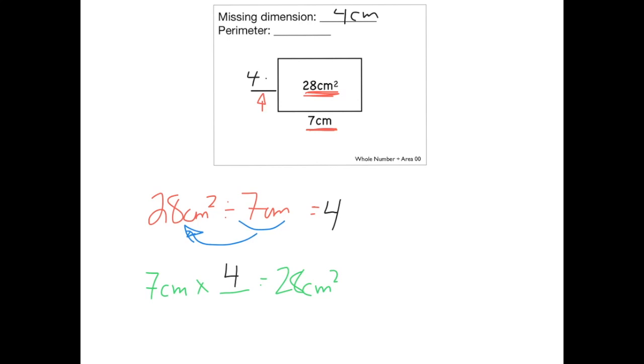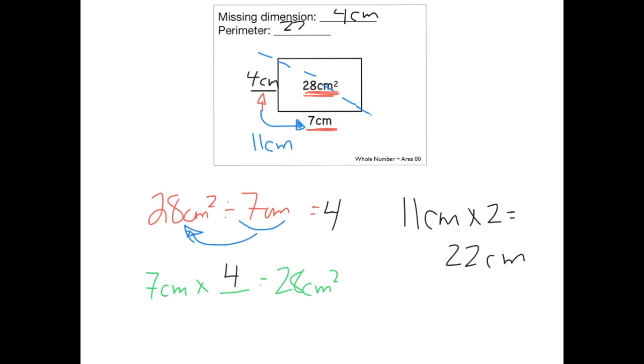Now to find the perimeter, students are encouraged to add the length of both dimensions. So in this case, the sum is 11. And since that represents half of the rectangle's perimeter, they can just take 11 centimeters and double it. So the perimeter becomes 22 centimeters.